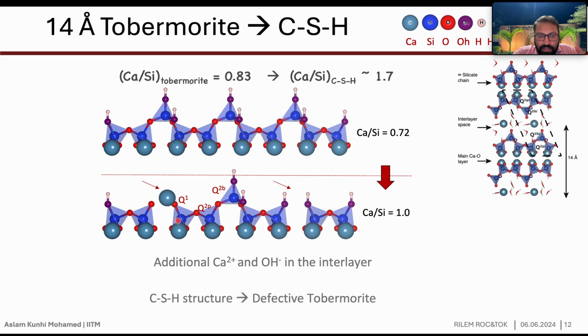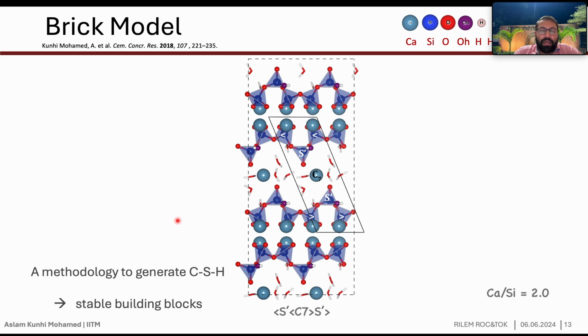So effectively, what people have said is that the CSH structure can be represented by a defective tobermorite. But how do you randomly make these defects? This was a challenge, and the models before we proposed were not fully able to capture the intricate details that people were able to observe in experiments. So we proposed this brick model, where we were able to precisely define the location and the type of defects in a tobermorite structure.